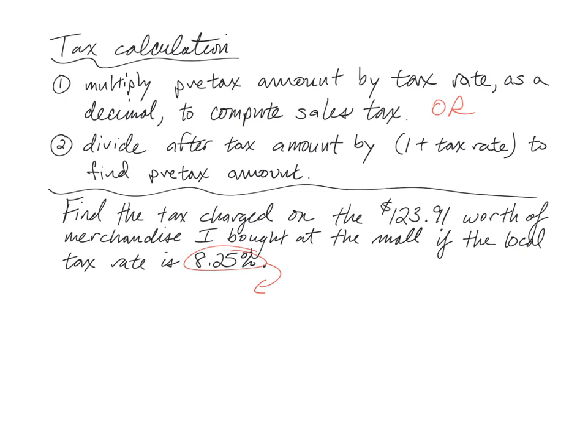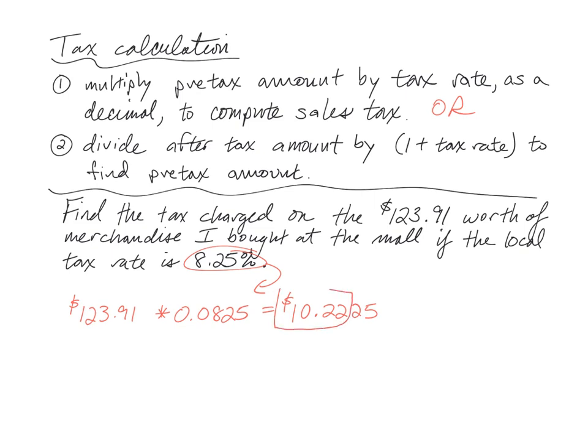So this would be 0.0825. So there's the decimal equivalent of 8.25%. And then all I would have to do is multiply this by the $123.91 of stuff that I bought to see that the total amount of money that I would be charged in tax would be $10.22. Yeah, you have to round.